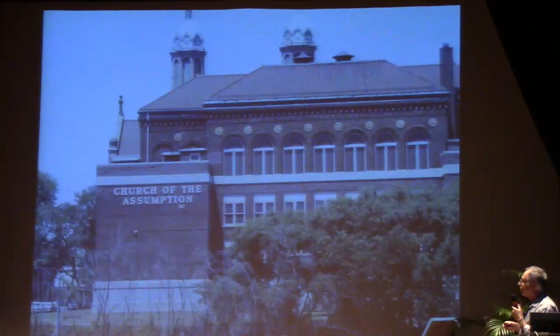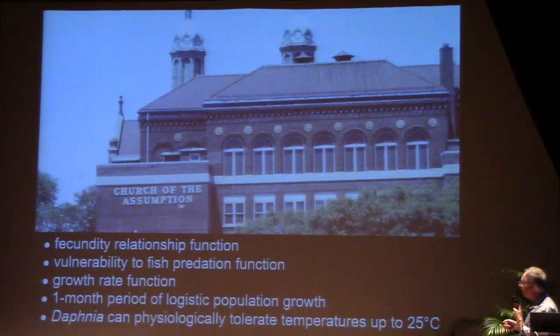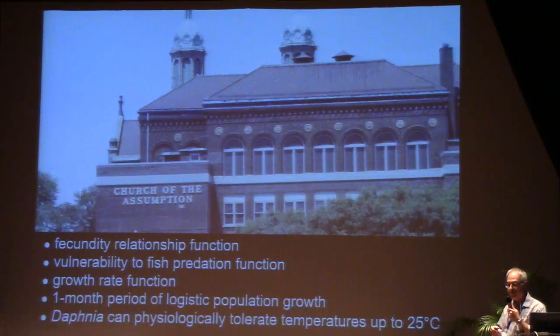What's most important here is that the functions for fecundity, for vulnerability to fish predation, and growth rate functions all can vary from what I put in, and that will have some effect, as well as the 1 month period of logistic population growth, which I limited to in this particular model. And then in terms of the temperature effect, I assumed here that the Daphnia can physiologically tolerate temperatures up to 25 degrees Celsius as well as they could at 22, which may or may not actually be true in reality.